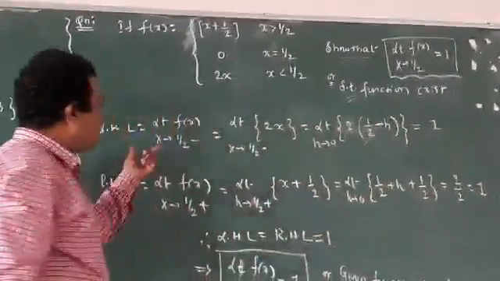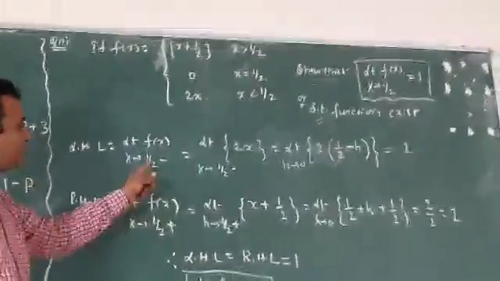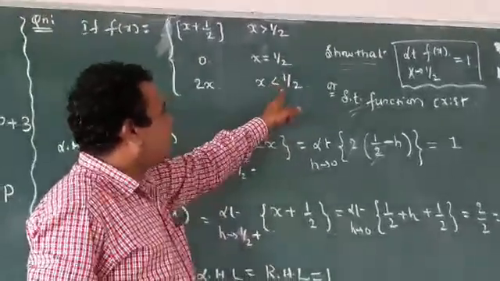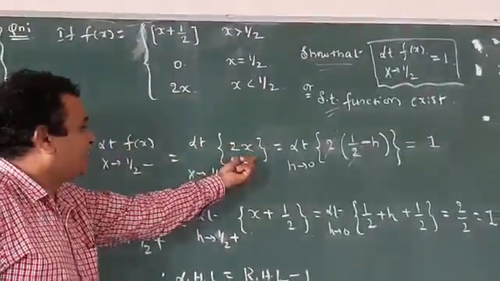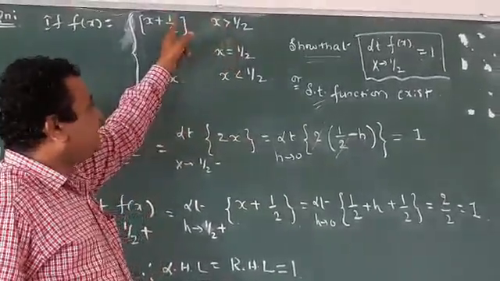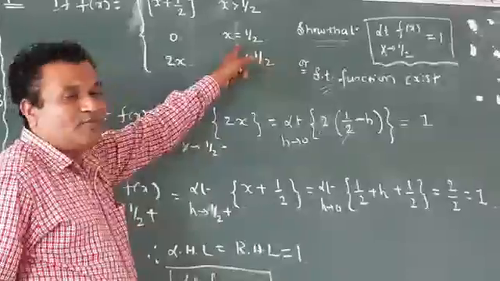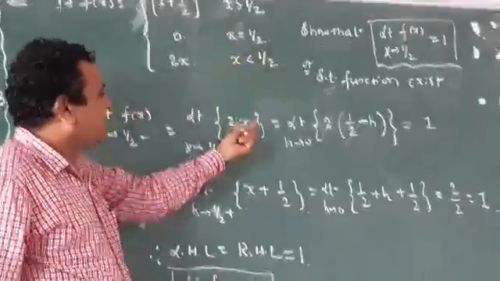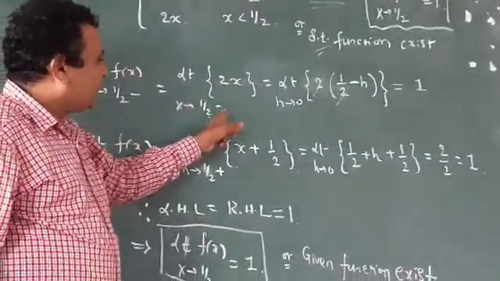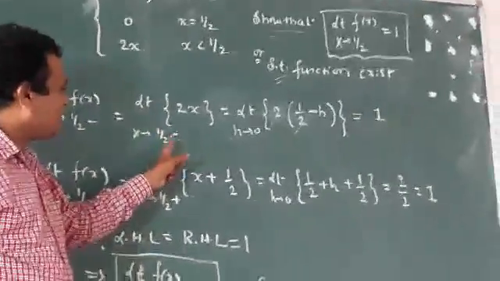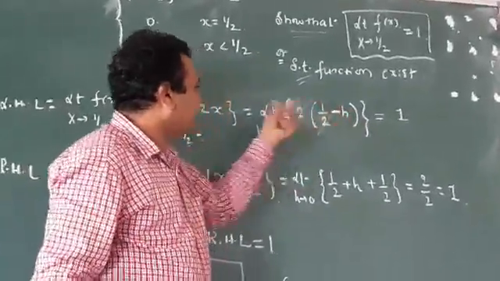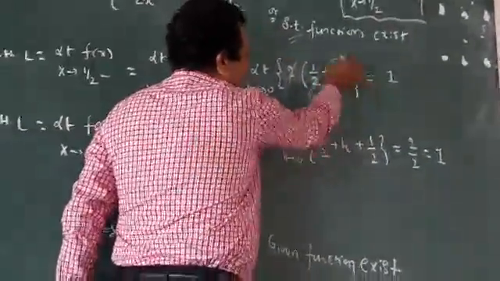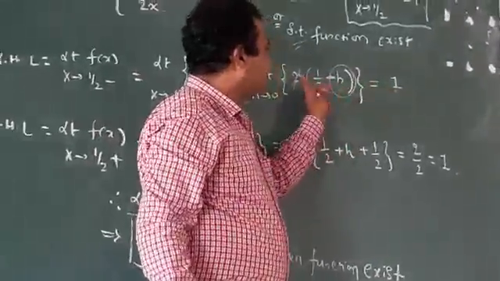Okay. For the LHL, consider the limit of f of x as x tends to 1 by 2 minus. For 1 by 2 minus, you consider the function for values less than 1 by 2, that is 2x. The other function is for the RHL. This function will be helpful in continuity. In continuity it will be helpful, but here it is not required. 2x, x tends to 1 by 2 minus h. If h tends to 0, x tends to 1 by 2 minus h. In place of x, you write 1 by 2 minus h, the 2 gets cancelled. If h tends to 0, the value is 1.